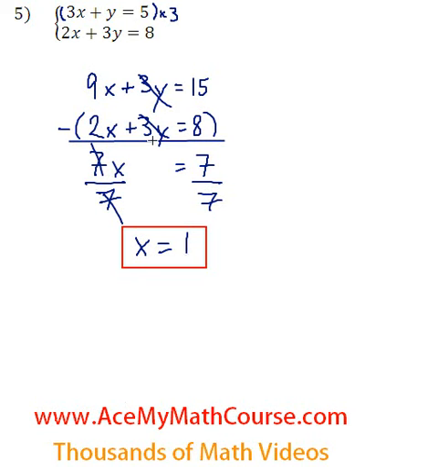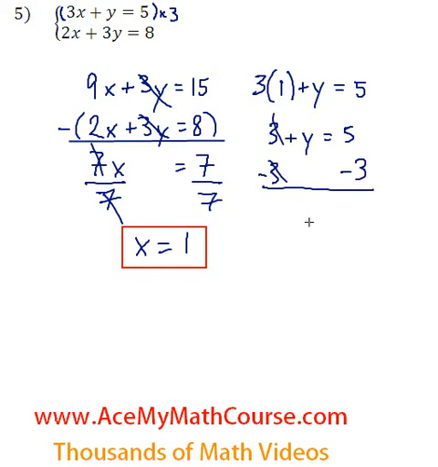Let's plug x back into the first equation. So 3 times 1 plus y equals 5. 3 times 1, 3, plus y equals 5. Then I can just subtract 3 from both sides of the equation. And y will be equal to 5 minus 3, 2. That's it.